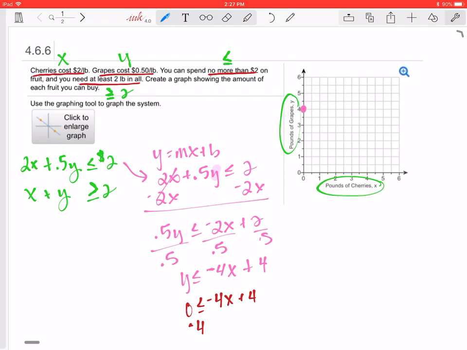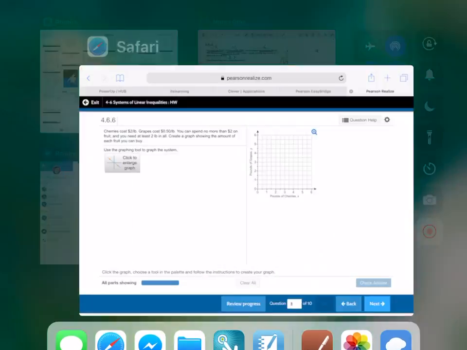Well, that's going to give me negative 4, less than or equal to 4x. Negative 4 divided by negative 4 is going to be 1. Okay, so x has to be greater than or equal to the value of 1. But we're really just looking at when y is 0, x is going to be 1. So I'm going to plot that coordinate point there, and I'm going to draw my line. All right, so now let's go over to the graph.